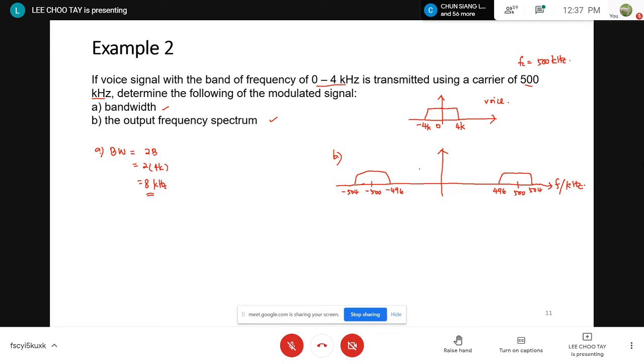If you have some problem handling negative numbers, then I suggest that you always draw the positive frequency first. Then on the negative side, it's just a mirror reflection. So 496, minus 496, 504, minus 504. Okay, so this is amplitude, amplitude is always in volts. This is for 0 frequency.